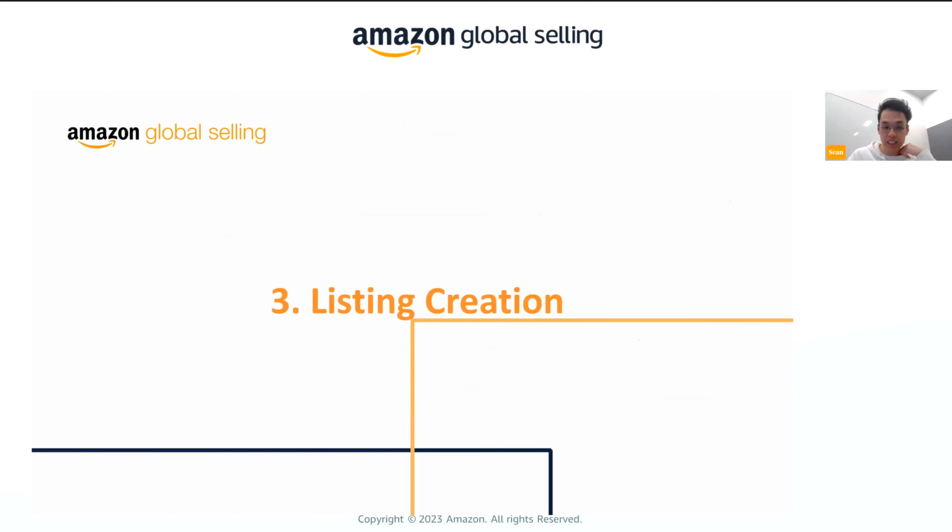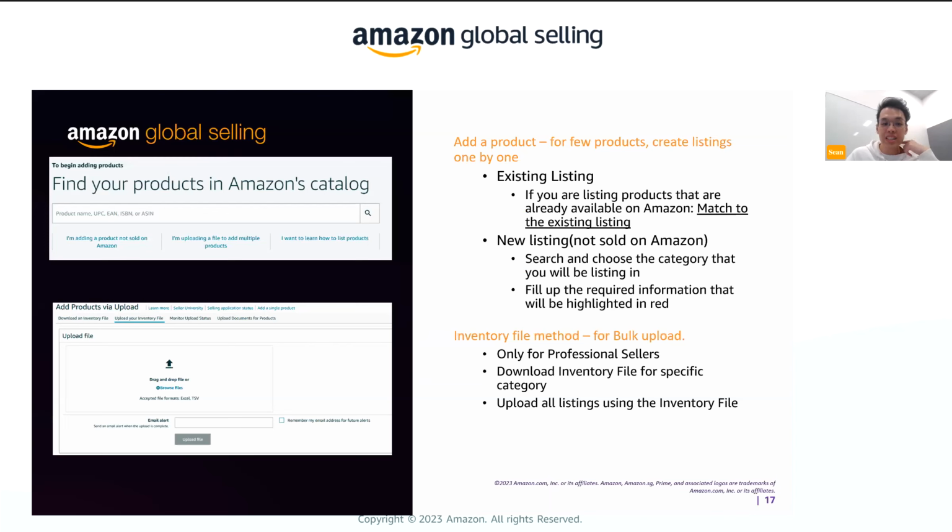So next will be listing creation. The first bar will be existing listing. You can find your products in the Amazon catalog through the ASINs. So just type in the barcode or the ASIN, then it will show from there. The other way is for you to add a product that is not on Amazon. I'll go through that at a later stage. Then only for professional sellers that have bulk uploads, I recommend you to use a flat file, where you download a file and then you can do a mass upload of all your listings. But do take note that at the end of the day, this is eligible only for professional sellers.